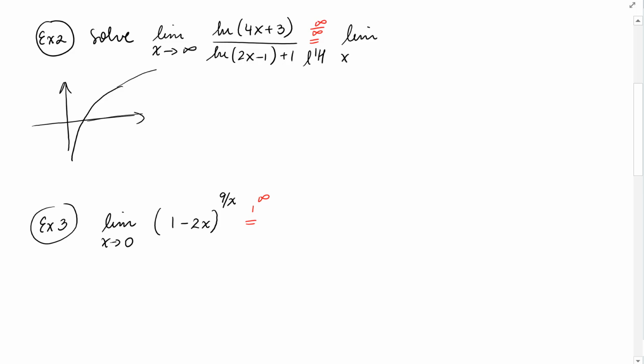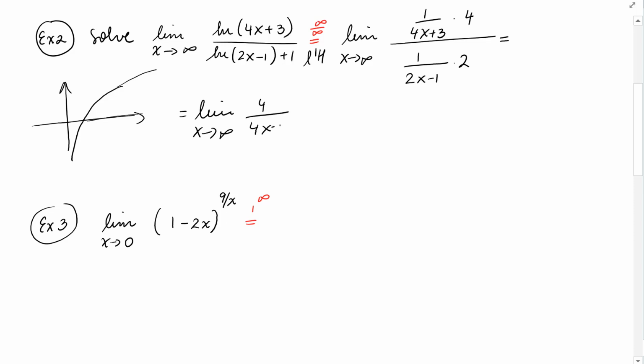So limit as x is approaching infinity, the numerator prime, it's 1 over 4x plus 3 times 4x plus 3 prime, which is just 4, over the denominator prime, it's 1 over 2x minus 1 times 2, and then 1 prime is 0. So this one gives us limit as x is approaching infinity of 4 over 4x plus 3 times, right, I have this division, so I would divide by this fraction, which means times, and I flip the fraction, 2x minus 1 over 2. This cancels with this one, but when we plug in, we still get infinity over infinity.